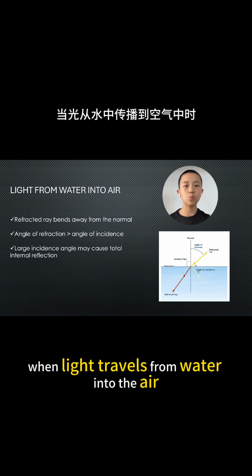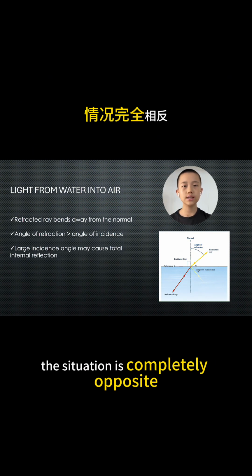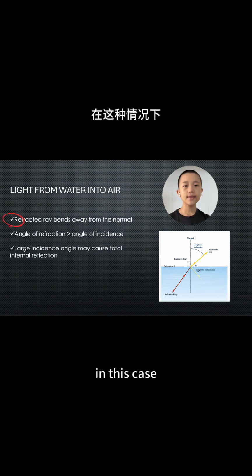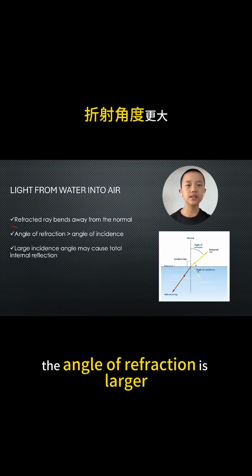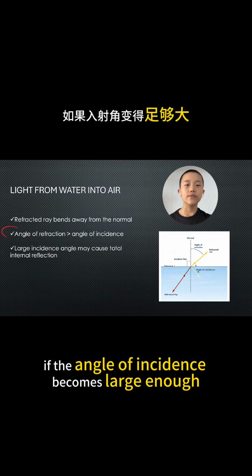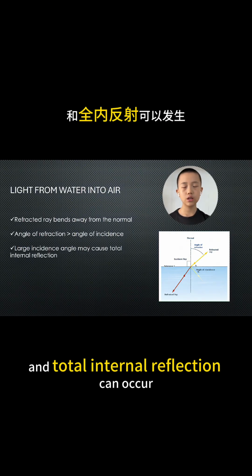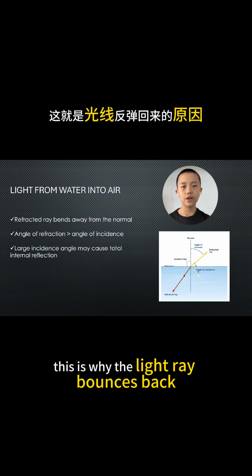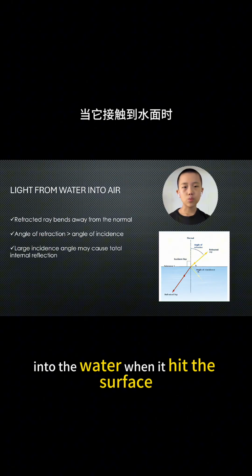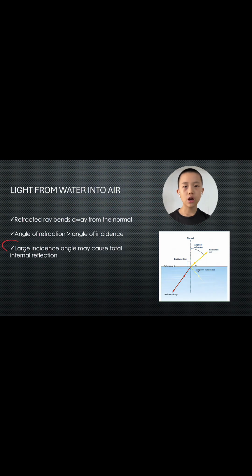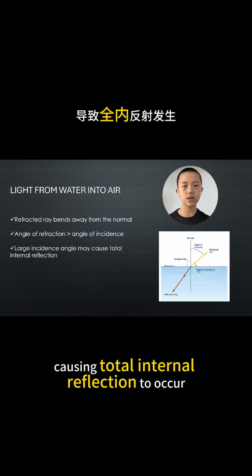When light travels from water into the air, the situation is completely opposite. The refracted ray bends away from the normal line. In this case, the angle of refraction is larger than the angle of incidence. If the angle of incidence becomes large enough, refraction may even stop completely, and total internal reflection can occur. This is why the light ray bounced back into the water when it hit the surface. The angle of incidence became too large, causing total internal reflection to occur.